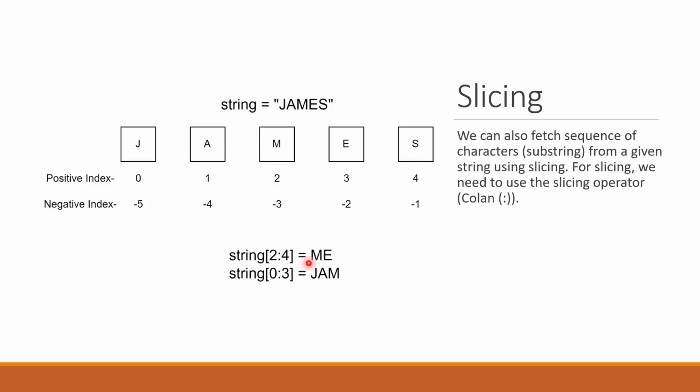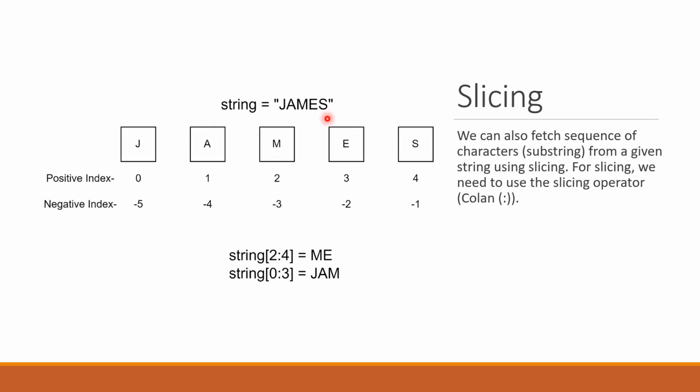Now just like fetching a single character, we can also fetch a sequence of characters, which is also known as a substring. We can fetch a substring from a given string by using slicing. For slicing, we need to use the slicing operator, which in Python is colon. For slicing, we first specify the name of the string value, and after it we define the starting slicing character and the ending slicing character. But one thing we need to remember is that the ending character which we define while slicing will be excluded from the result. Here you can see an implementation.